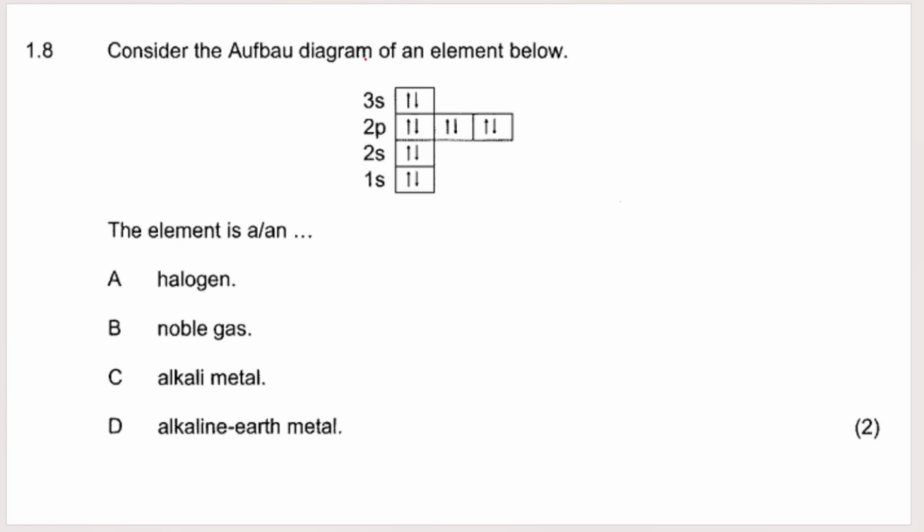1.8 gives me an Aufbau diagram of an element. So it's not an ion, it's an element. They tell me it's an element, and they say the element is A or an, and we have to choose from the list of groups over here.